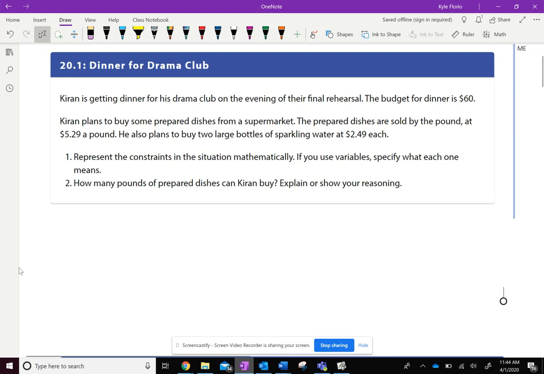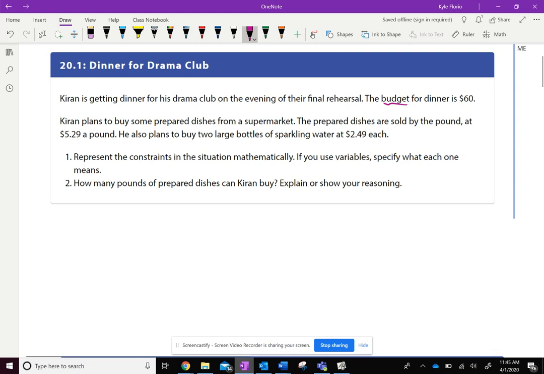So what we're asked to do is represent the constraints in the situation mathematically. If we use a variable, let's specify what it means, and how many pounds of prepared dishes can Kieran buy? Explain or show your reasoning. So I know that the budget is 60. That tells me that you can't spend any more than 60. That's going to be a max.